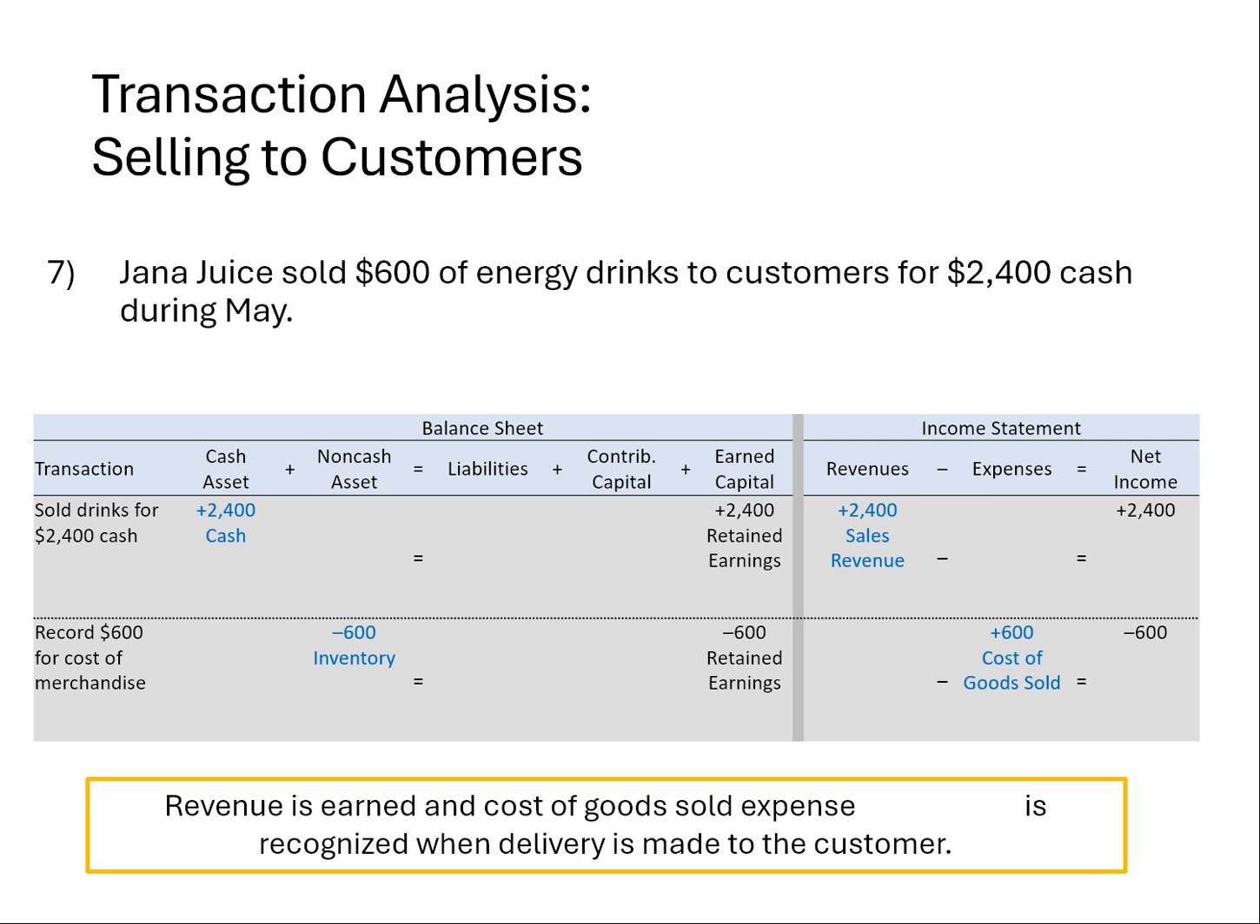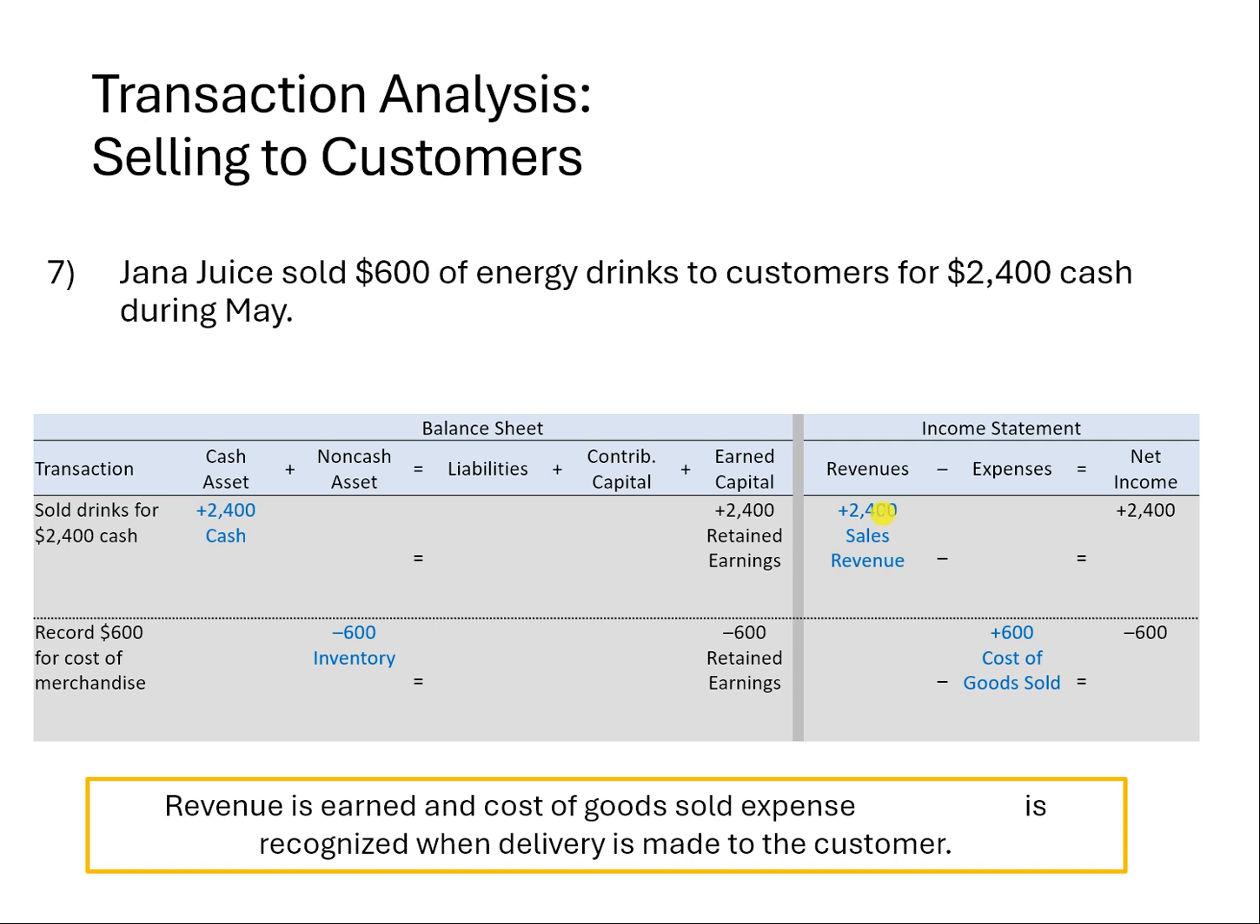Right, next, the company sold $600 of energy drinks to customers for $2,400 cash. Okay, so here we have two things. On the one hand, we're going to record the revenue, and on the other hand, we're going to record the expense related to these transactions. First, let's record the revenues. For the revenue, we received $2,400 cash, so cash increased. Okay, and our equities increased. To be more specific, revenue increased by $2,400.